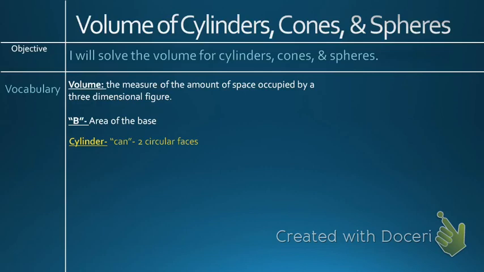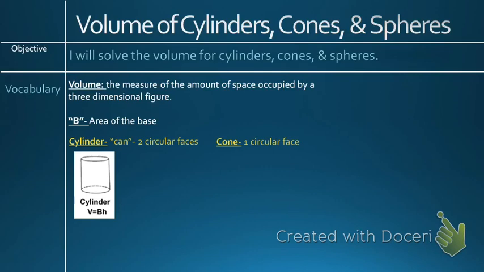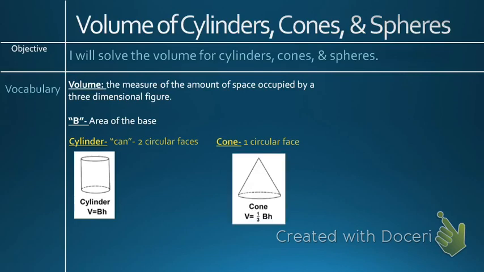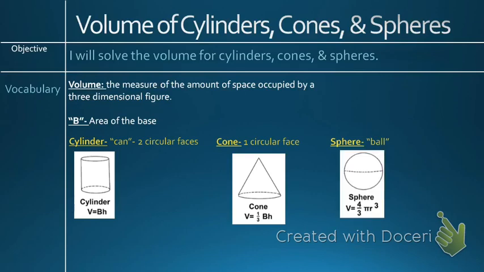Now, a cylinder has two circular faces. Your formula is volume equals big B, area of the base, times your height. A cone has one circular face. Your formula is V equals 1/3 times your area of your base times height. And then lastly, your sphere, it's the shape of a ball. Your formula is V equals 4/3 pi r cubed.